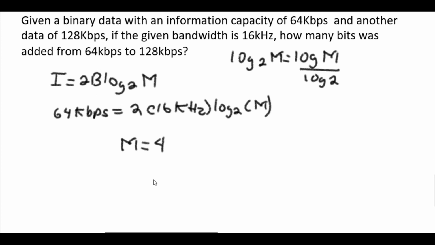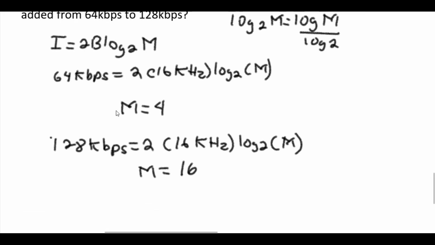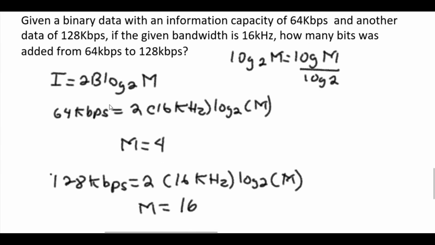Okay? Next, kunin natin yung sa 128 kilobits per second naman. So, 2, same pa rin, 16 kilohertz, log 2 M. Okay. So, solve natin si M: 128 divided by 2 times 16, times log 2, inverse log, so 16. So, si M ay ito yung number of levels. Hindi pa yan yung number of bits. Ang tinatanong is number of bits. So, ang gagawin natin, i-equate natin to sa 2 raised to n. So, ito, obviously, yung n is 2. And ito ay, obviously, n equals 4.